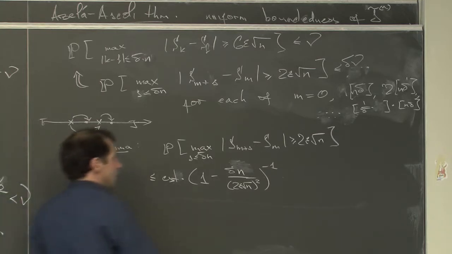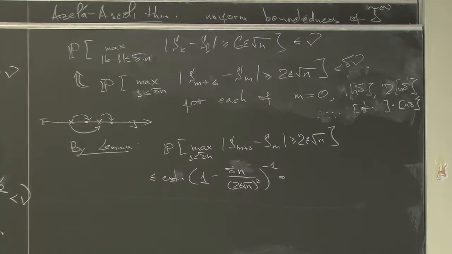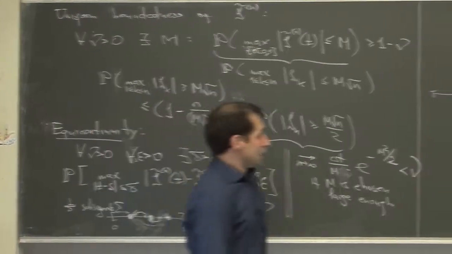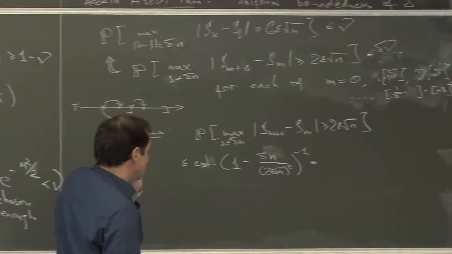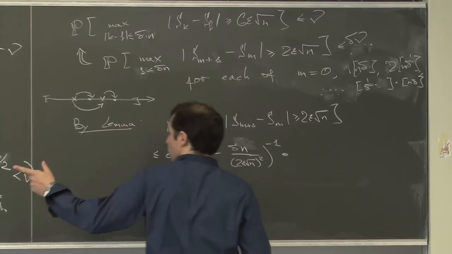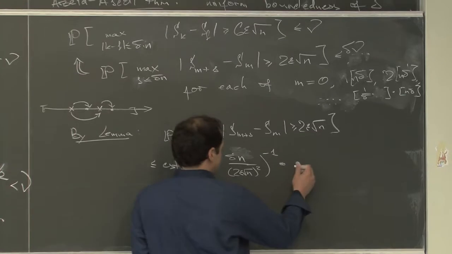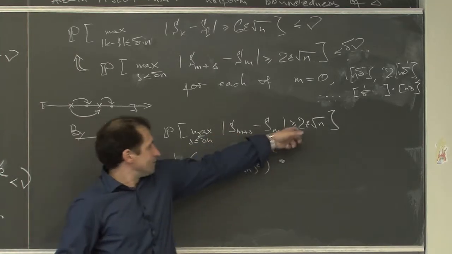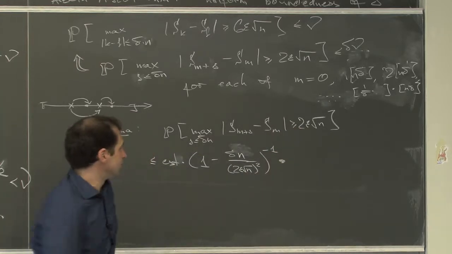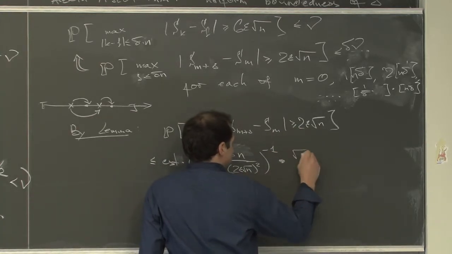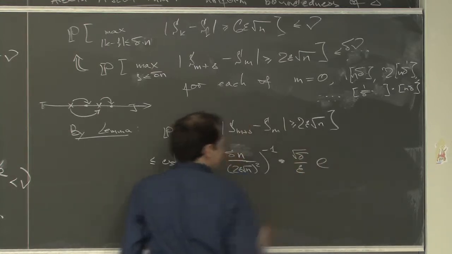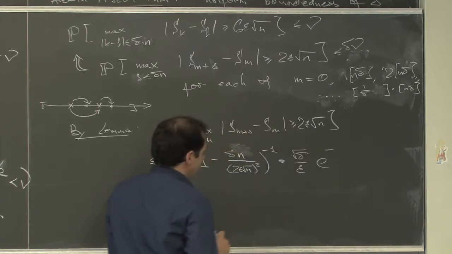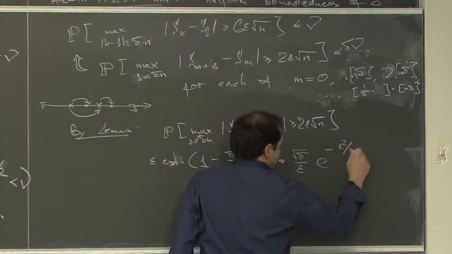Okay? And then this is again the probability that the sum of delta n random variables is greater than something, and this probability is exactly similar. I mean, this is exactly the same computation. So it's again some constant over square root of delta over epsilon, right? Exponential minus epsilon squared over 2 delta.